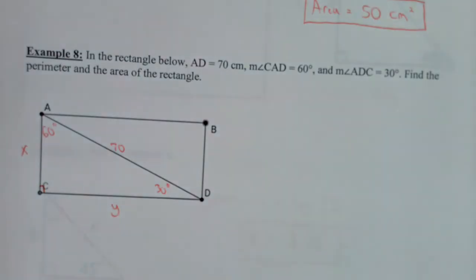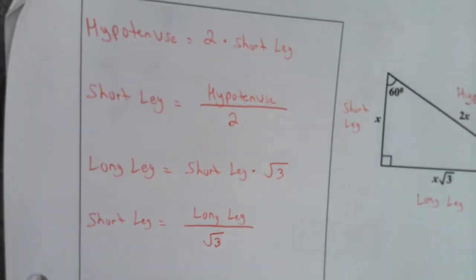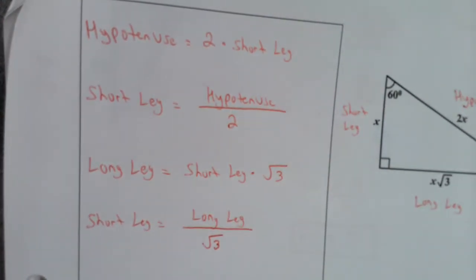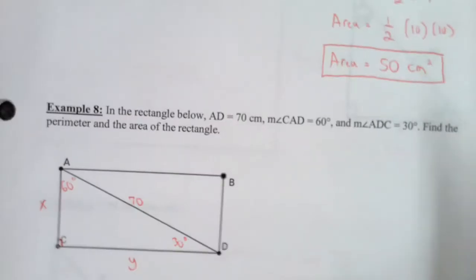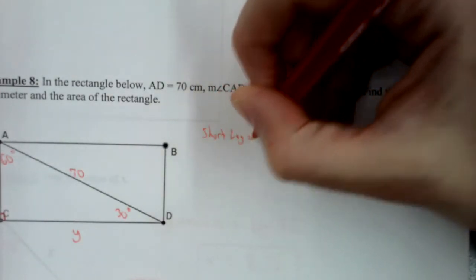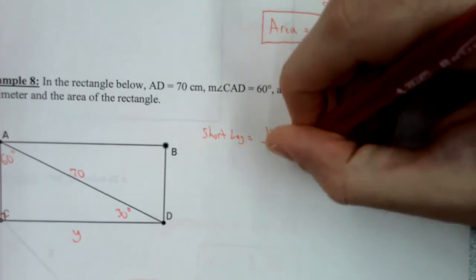Let's call this X and that Y. Let's start by solving for X, the short leg. This is a 30, 60, 90 triangle, so we're going to be looking back at this page for these four formulas. I'm going to start with this formula: short leg equals hypotenuse divided by 2.